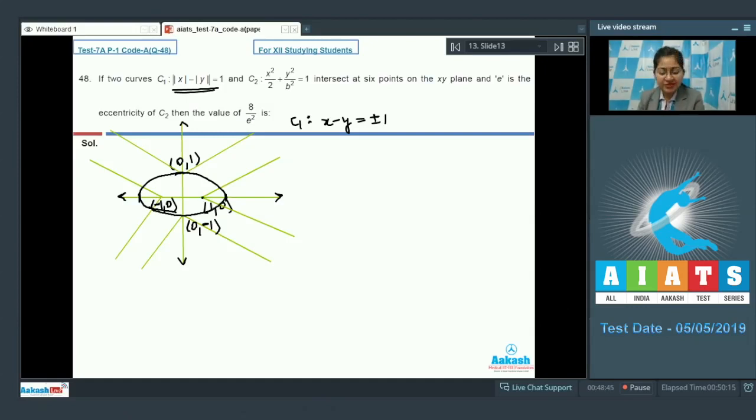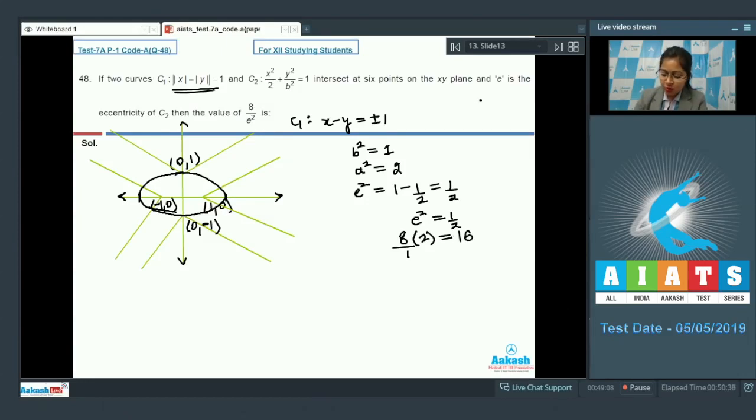Right? This is the only case, which means that the value of b square will be equal to 1, and a square is already given to be equal to 2, so we have to find its eccentricity, that will be equal to the square root of 1 minus 1 by 2. So the value of e square is 1 by 2, which means that the value of 8 upon e square will be equal to 16. So the answer of this question is 16.